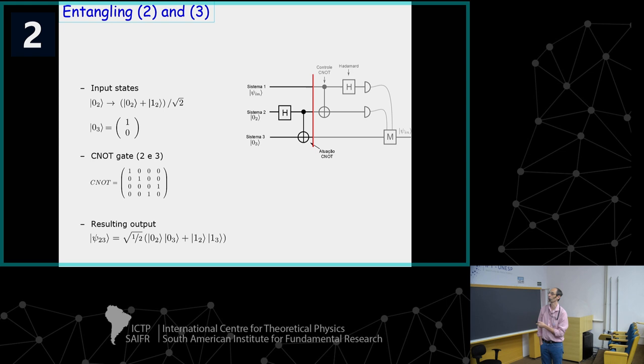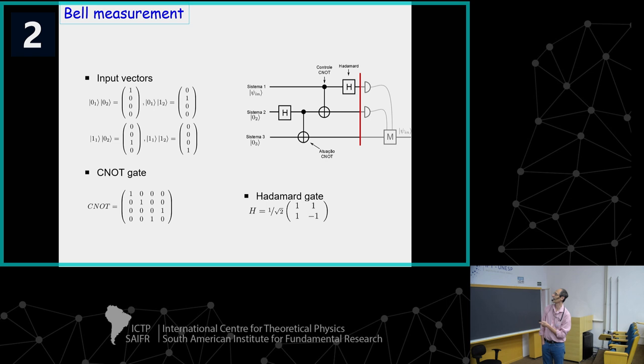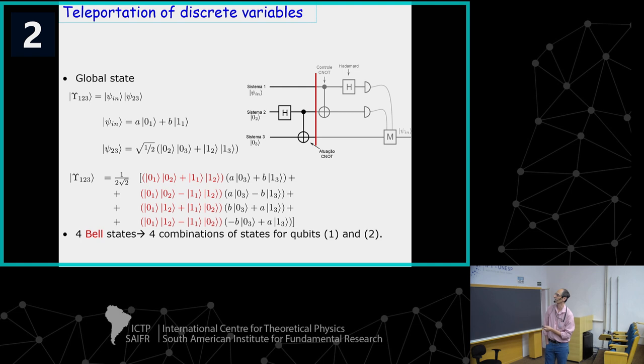Now what you do is a joint measurement of system 1 and system 2. What is this joint measurement? You interfere them with that CNOT operation and the Hadamard operation. So the idea here is that your global state will read like this. It is a product of your input state and an entangled state, which you can rewrite, putting in evidence only the state 3, the state in rail 3. And here you have different combinations. But what you see here is that you find the four possible Bell states.